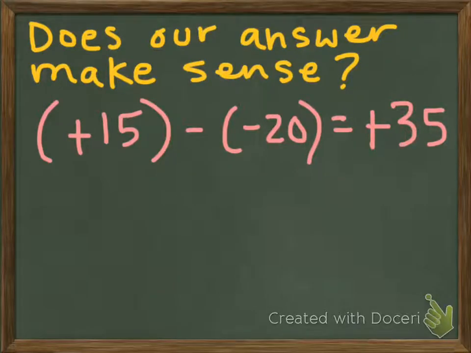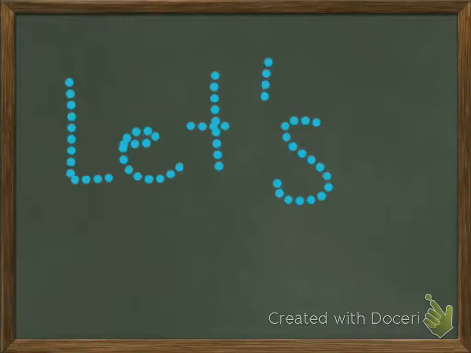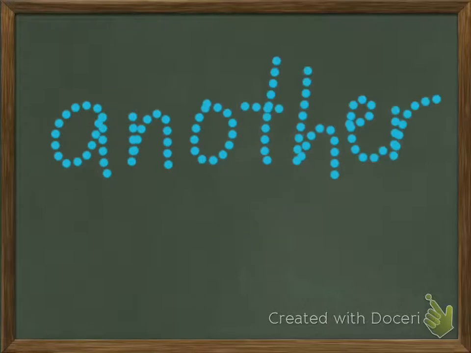Does our answer make sense? I always like to look back and see if it makes sense, and you can always check this by doing the opposite operation. So this would have been subtraction, but I should be able to add these two numbers, and that should give me positive 15. So if I have negative 20 and I'm adding that to positive 35, that would give me positive 15. So that's correct. Let's try another one.